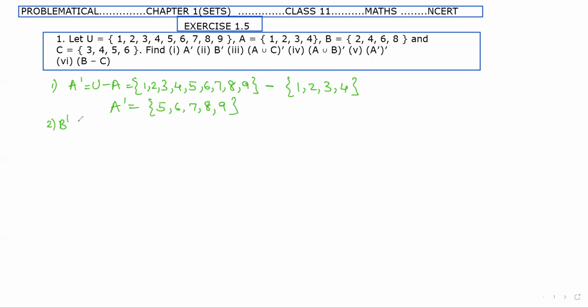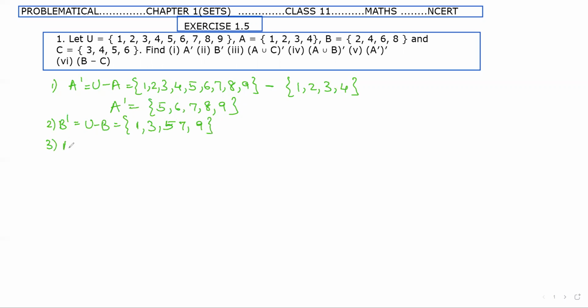Second, B dash would be U minus B. So from the universal set, remove these elements and write the remaining elements, which will be 1, 3, 5, 7, 9. These are odd numbers. Remove the even numbers, and you're left with odd numbers.